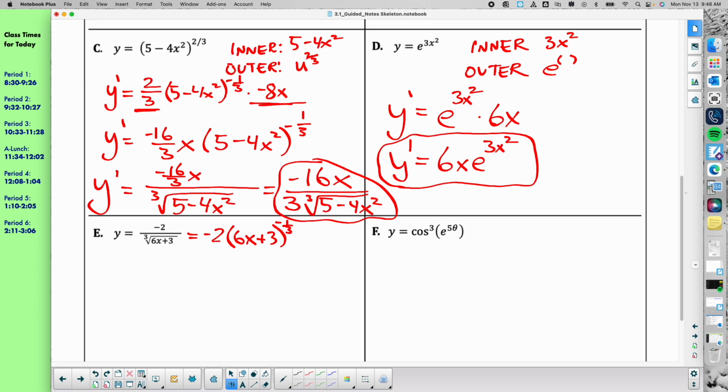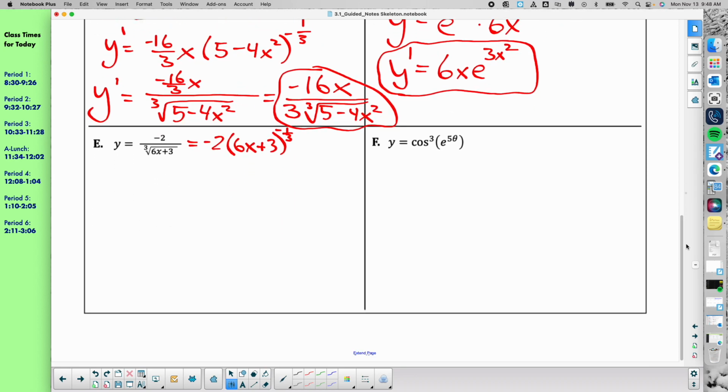F is definitely what I wanted to focus on. F has multiple layers of chain rules. Let's start with the cubed. Does anybody remember what cosine cubed means? Oh, really? What's cosine squared mean? You square the result of cosine. Yeah, you take the final answer and then square it. They write it here so that you don't get it confused with the angle spot.